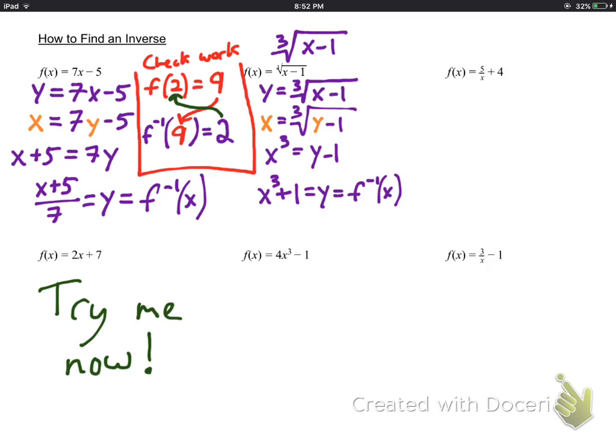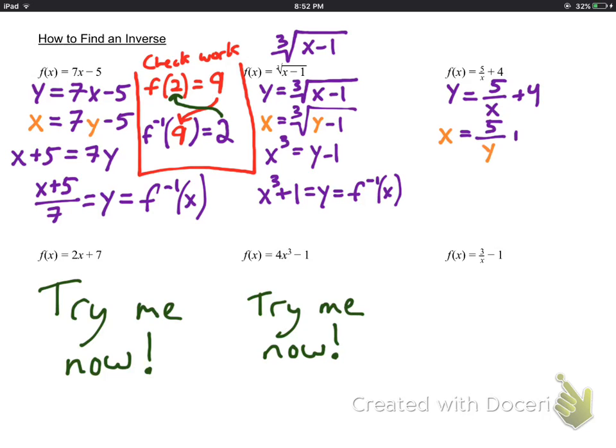All right, I'll leave it to you to check your work if you'd like to practice that. I'd highly recommend that. But go ahead and also try that function down there at the bottom. Alright, hopefully you got that one right, and let's do this last one here.